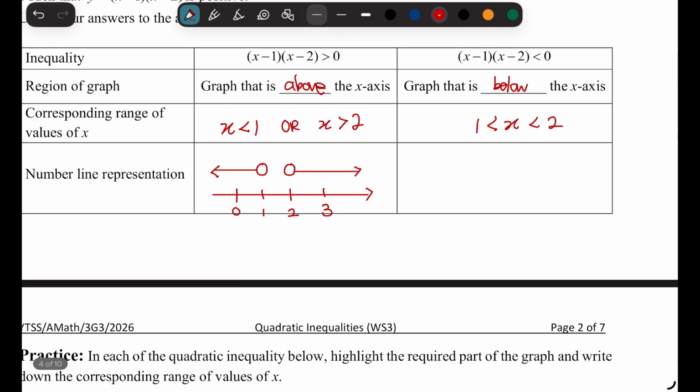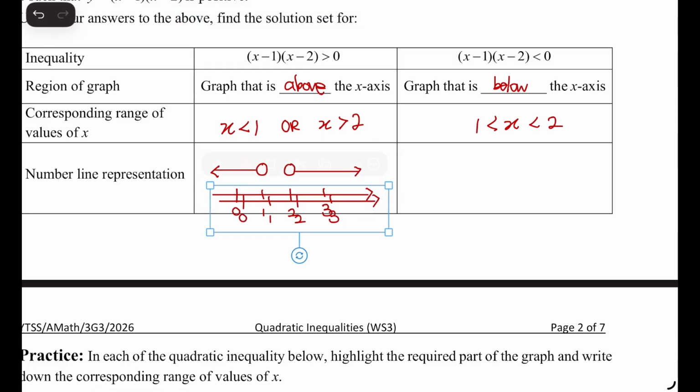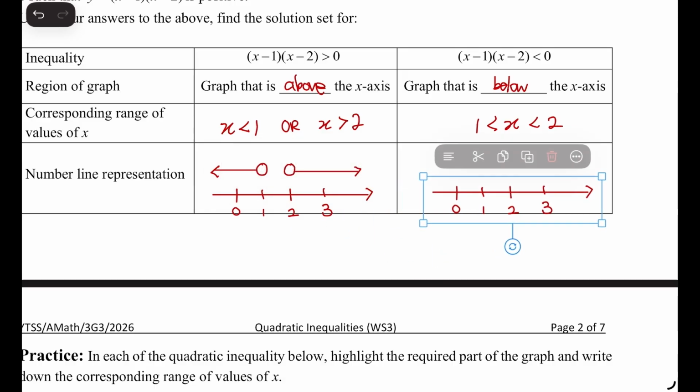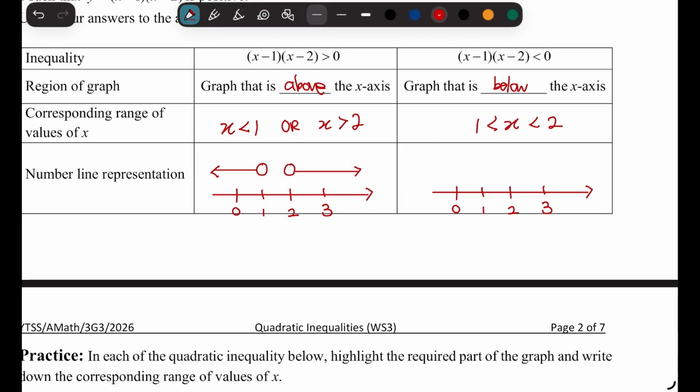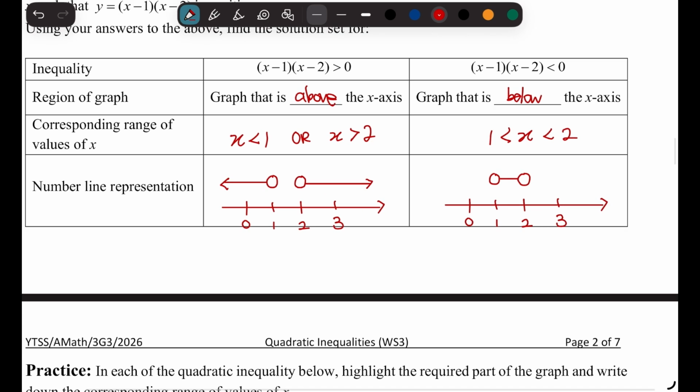Likewise, if I were to have the same number line over here, to represent this set of solutions whereby x is between 1 and 2, I draw a hollow circle at 1 and 2, and I draw a line to connect these two circles together. And that is my number line representation for this inequality.